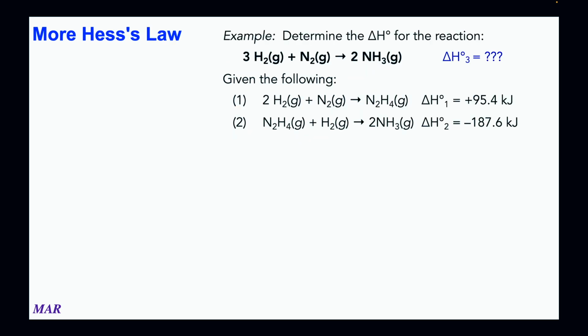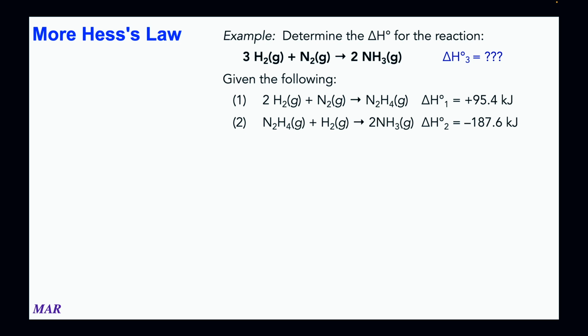This is another example of how Hess's law can come in kind of handy. Let's say that you wanted the enthalpy value for the reaction between hydrogen and nitrogen to make ammonia. So 3H2 plus N2 making 2NH3. And you have these two delta H values. The first one is the value for making hydrazine, N2H4, from hydrogen and nitrogen. It's an endothermic reaction. The second reaction there is hydrazine reacting with hydrogen to make two ammonias, and that value is negative. It's exothermic, minus 187.6 kilojoules.